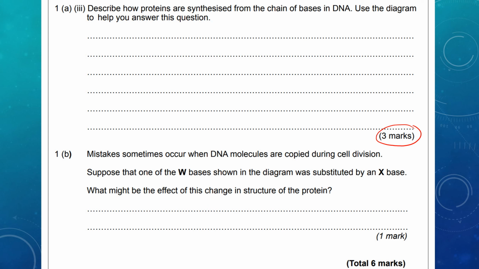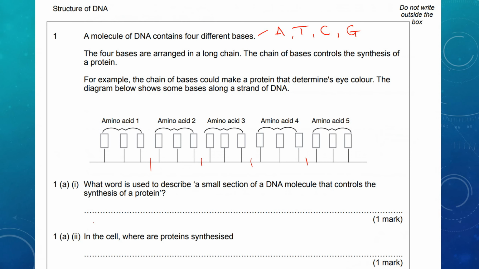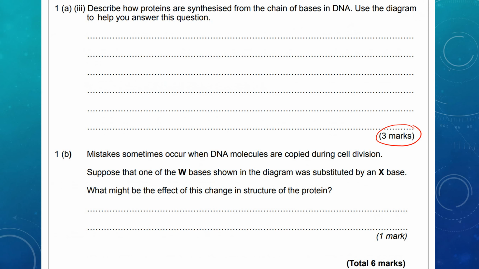For the last part, mistakes sometimes occur when DNA molecules are copied during cell division. Suppose that one of the W bases shown in the diagram, so if I go back, was substituted by an X base. What might be the effect of this change in the structure of a protein? Okay, so pause the video, answer the question.